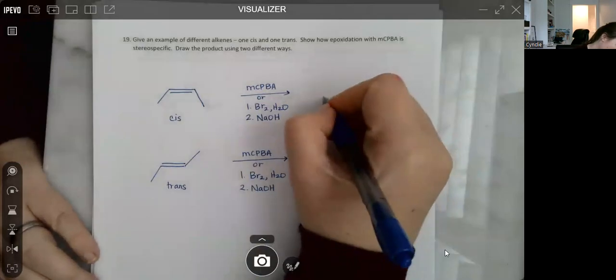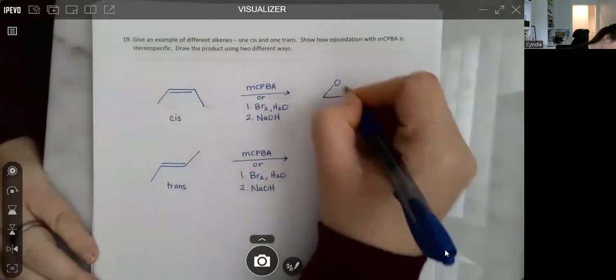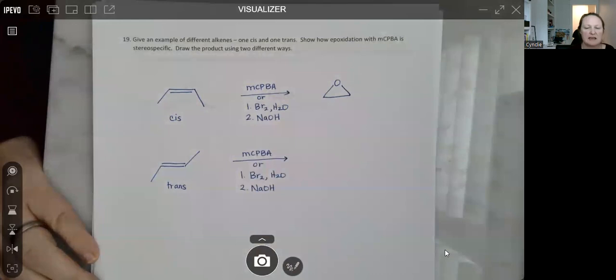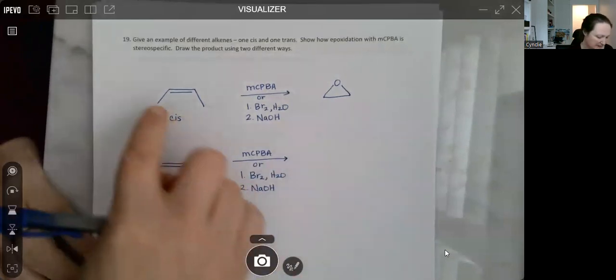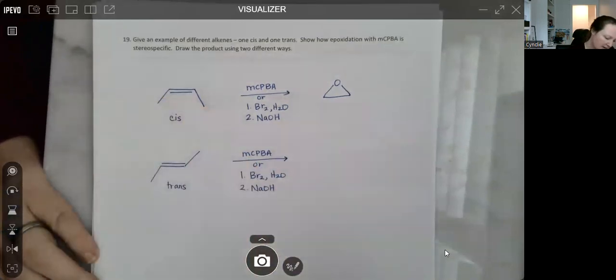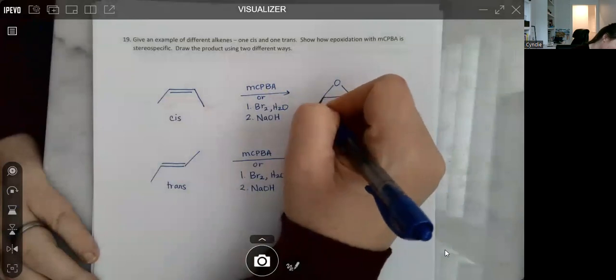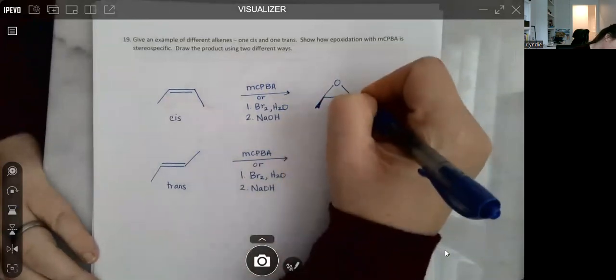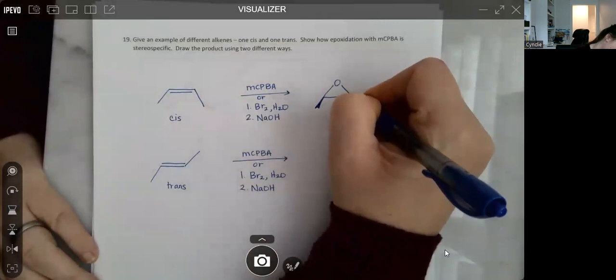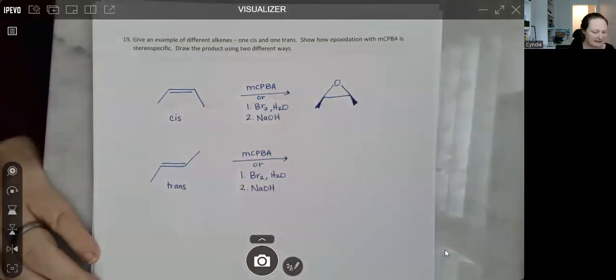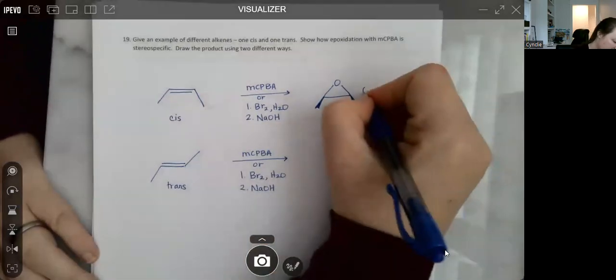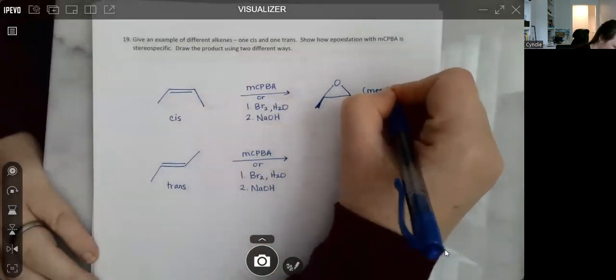So if we start with a cis alkene, the groups should be syn. So since they're methyls, I just need to put them both up or both down, right? And this is technically a meso compound, so I don't need to write plus enantiomer.